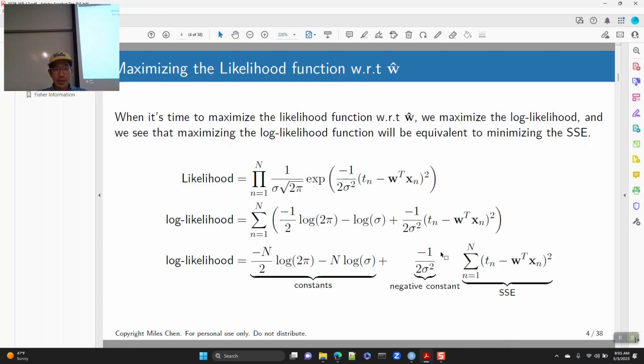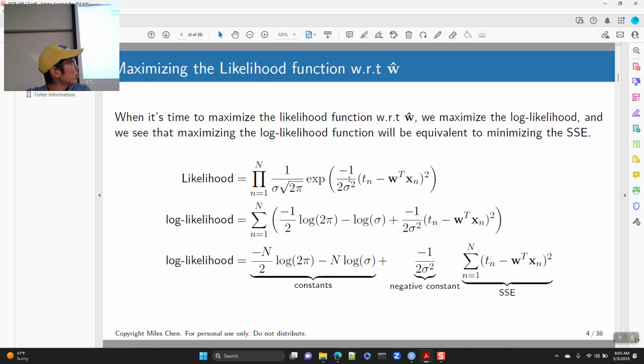Okay, well, anyway, when we take the log, we notice there's this very similar structure. This quantity over here, the target value minus W transpose Xn, this is your residual. You're squaring it and you're taking the sum of it, right? So this is your sum of squared errors. And it's multiplied by a negative constant.